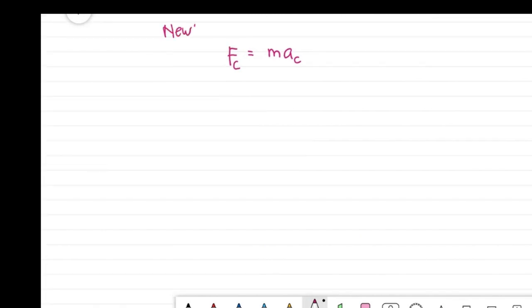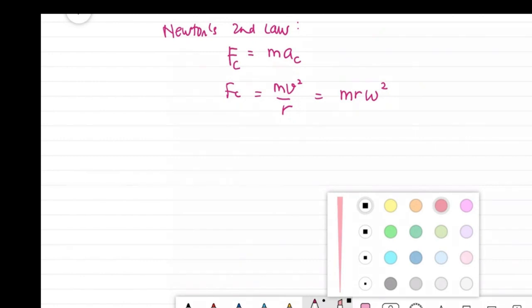Newton's second law, when applied for a uniform circular motion, you will have a_c as v squared over r. So you will get m v squared over r. Or if you write it in terms of omega, you will have m r omega squared, because a_c is equal to r omega squared. So this is Newton's second law.